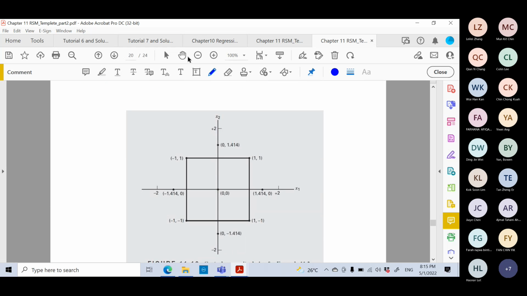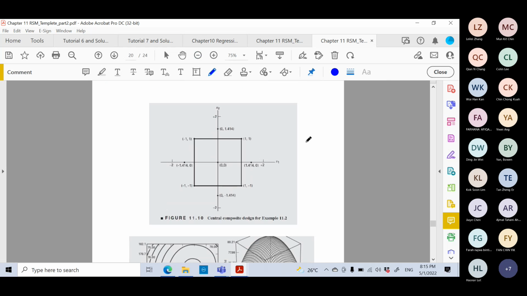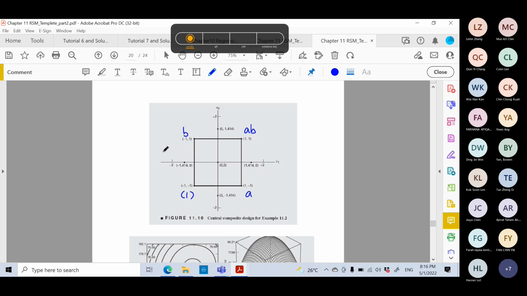From here, this is what the diagram is showing to you. This one shows the factorial points. For the factorial points, this one minus becomes the 1. This one is 1, a. This one is 1 minus 1, which is a. This one is ab. This one is b. Okay, if you go back to the previous one, this one of course is a center point.